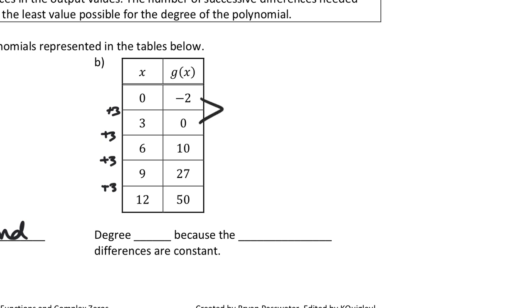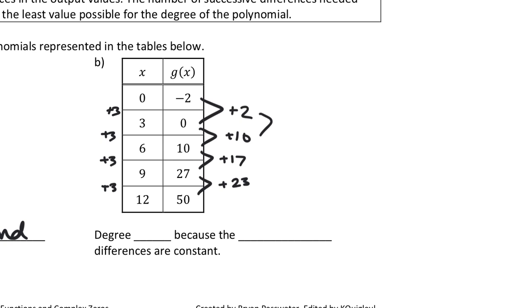Great. So we go from negative 2 to 0. How do you do that? Plus 2. How about from 0 to 10? Plus 3. How about from 10 to 27? Plus 17. And then the last one? Ooh, 23, yes. Not degree 1.